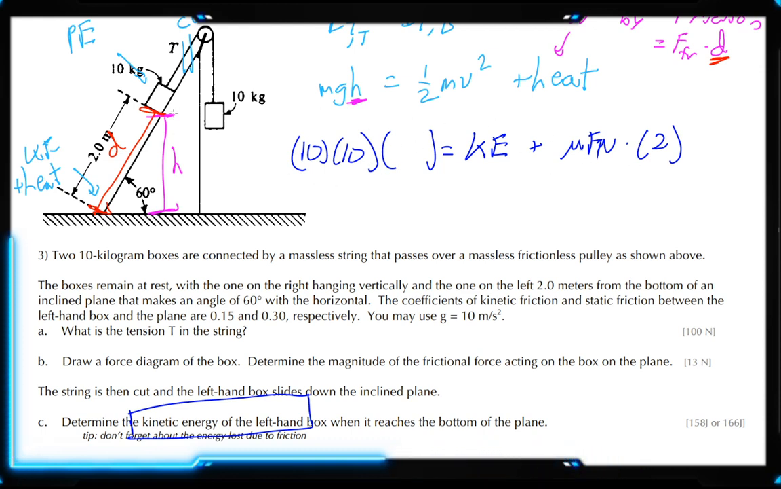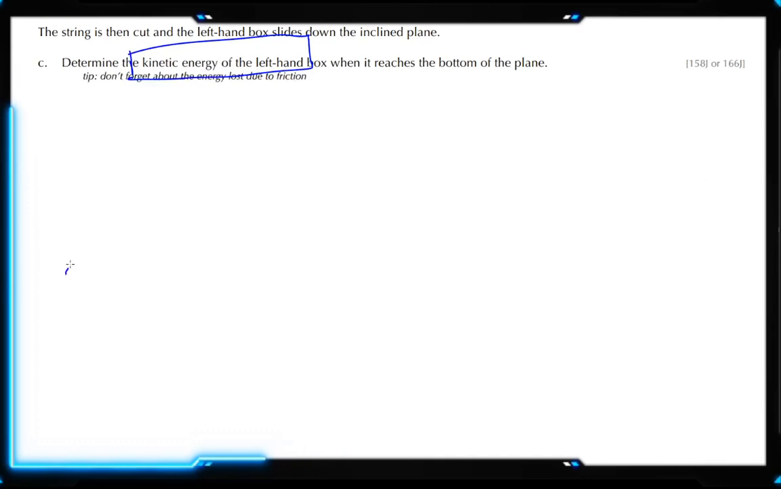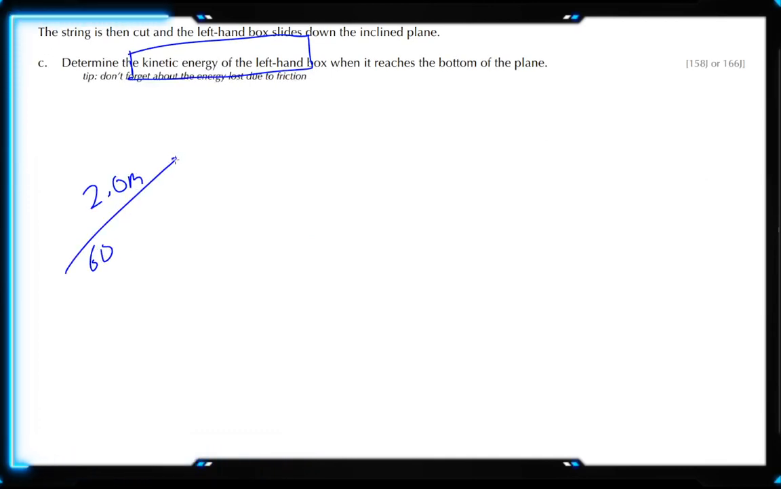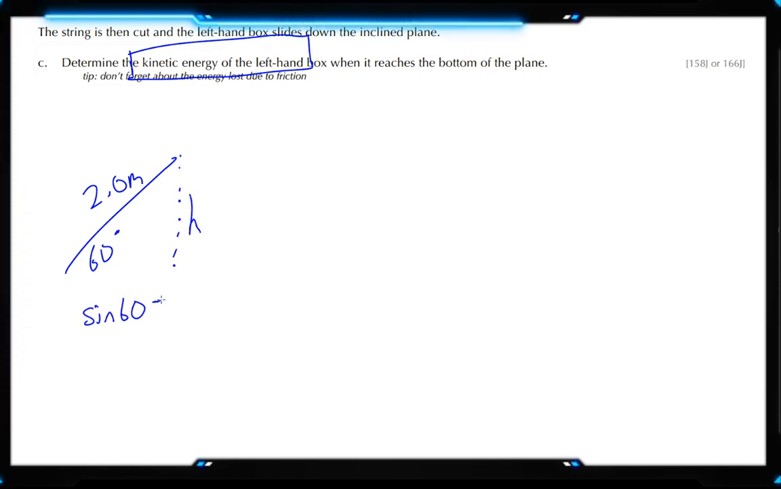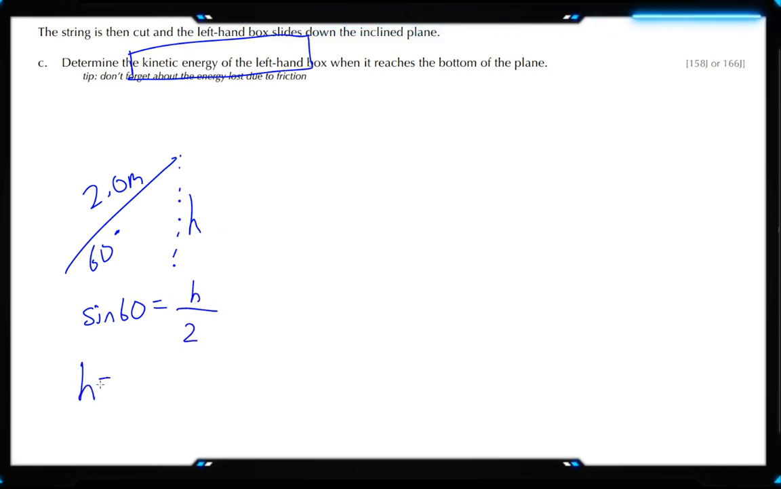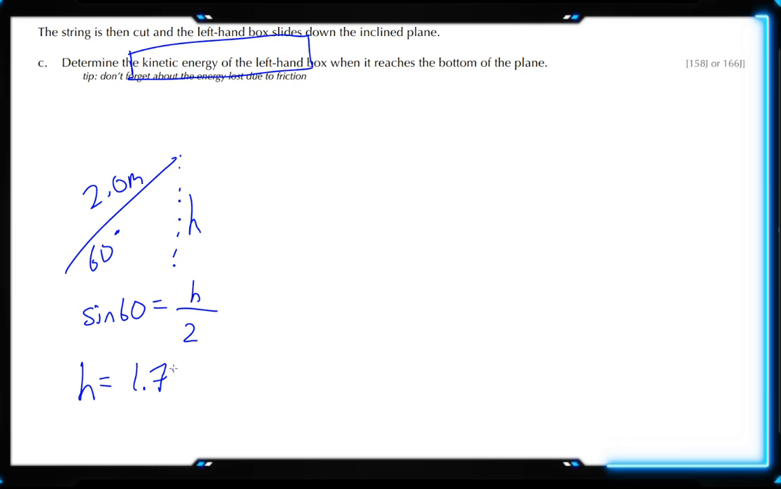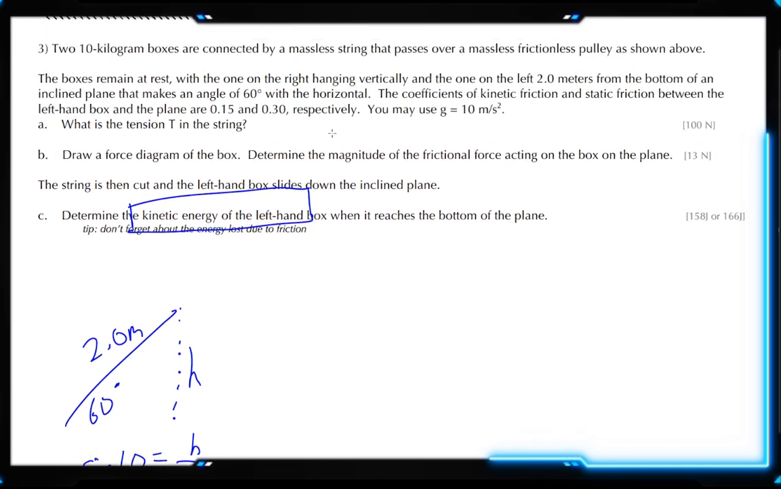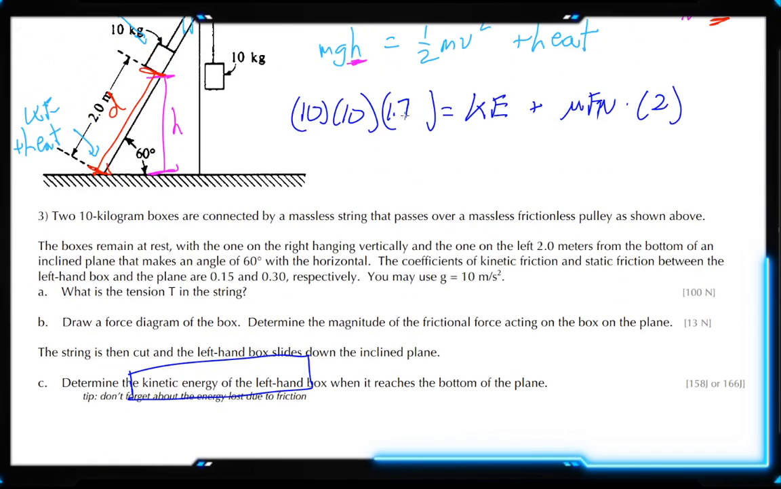So first let's figure out the h. Let's draw this triangle down here. We have the 2 meter piece, and this is 60 degrees. We want to find the height. Well, sine 60 equals opposite over hypotenuse, so h equals 1.732. I can put that in here, 1.732, my h term. How about the friction?